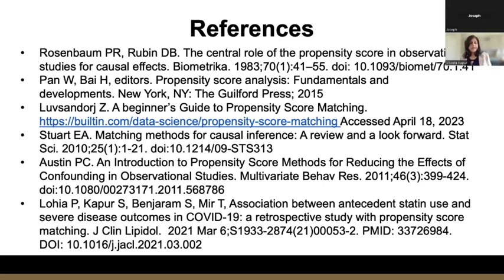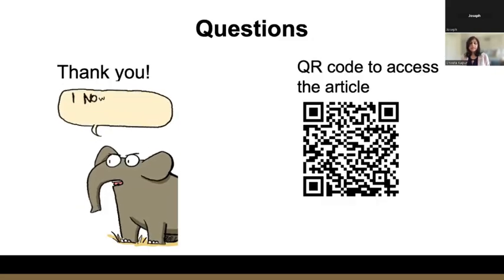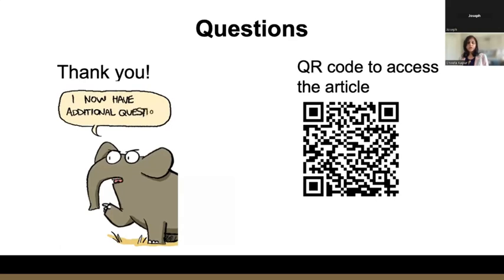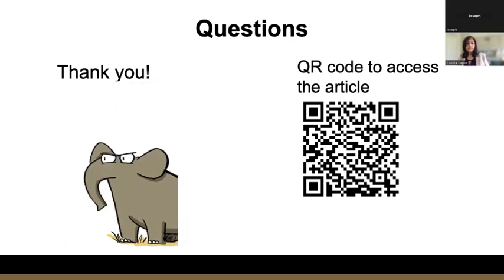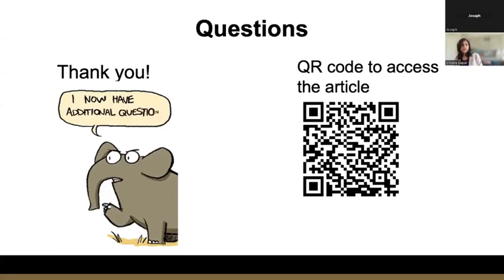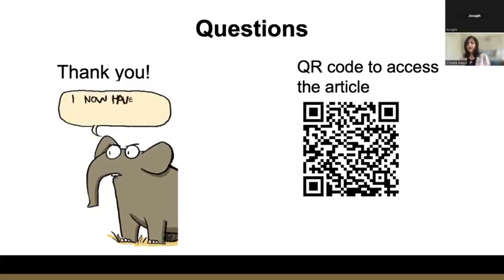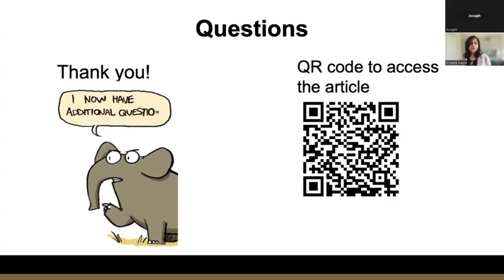Okay, with that, I am all set. These are some of the references if you're interested in knowing more about this topic. And this is the QR code if you want to read the entire article and read more about how propensity score matching was used in our paper. You can scan this. And I'm ready to take any questions if you have.